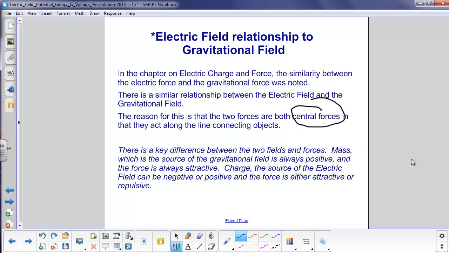There is a key difference between the two fields and forces. Mass, which is the source of the gravitational field, is always positive. The force is always attractive. There's no such thing as anti-gravity. However, charge, which serves as a source for the electric field, can be either negative or positive, and the forces are either attractive, for example, if you have a positive and a minus charge, or repulsive if you have the same charges.